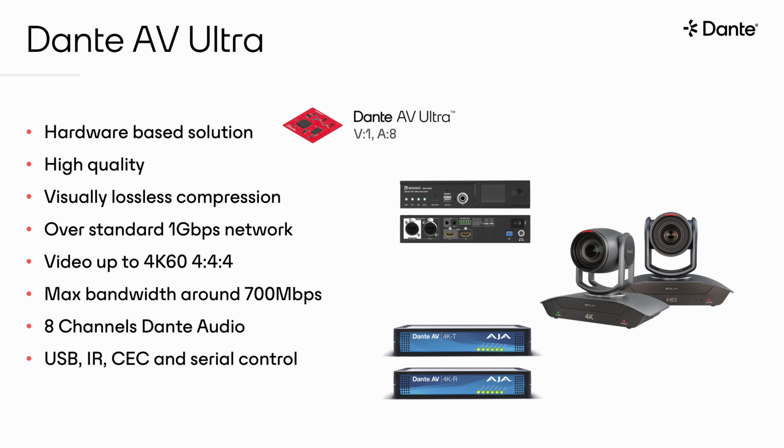Dante AV Ultra is a hardware-based solution that delivers high-quality, visually lossless compression over a standard 1 gigabit network. It supports a single video channel up to 4K 60, 4:4:4, while consuming no more than 700 megabits per channel. Alongside the video, it also delivers 8 channels of uncompressed digital audio and supports USB, infrared, CEC, and serial control, giving you a complete set of tools for professional AV integration on a single platform.